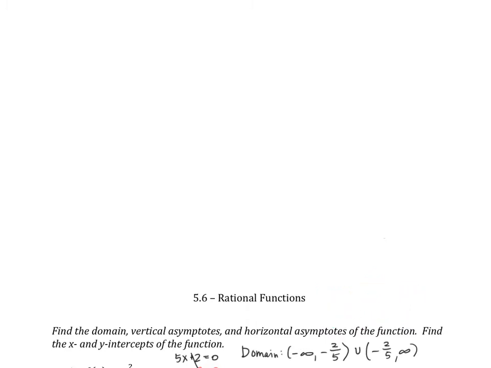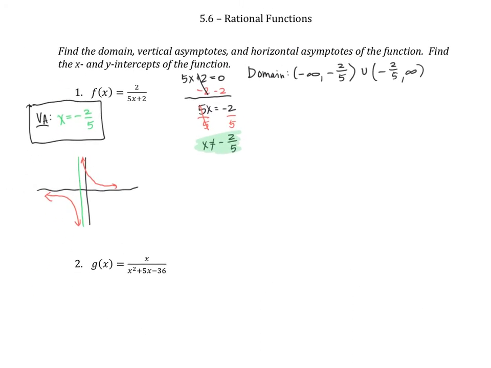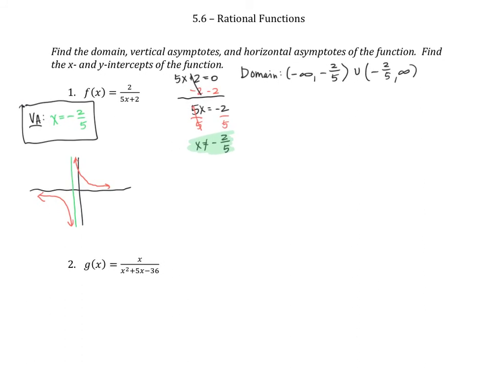Okay, so we're still on number 1. So we want to find the horizontal asymptote. So in this case, we're looking at the degree. So the degree of the top is 0 because there is no exponent, and the degree of the bottom is 1 because it's x to the first. So the horizontal asymptote is y equals 0. And that's because the degree of the top is smaller than the degree of the bottom.